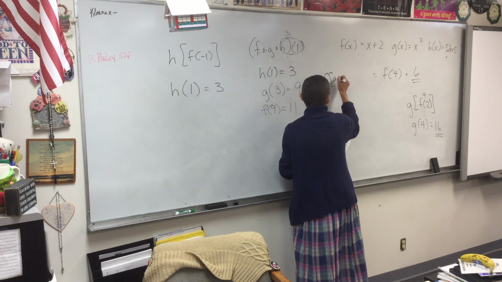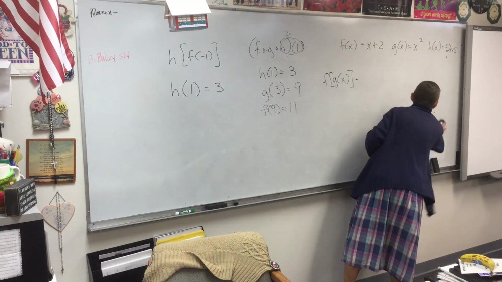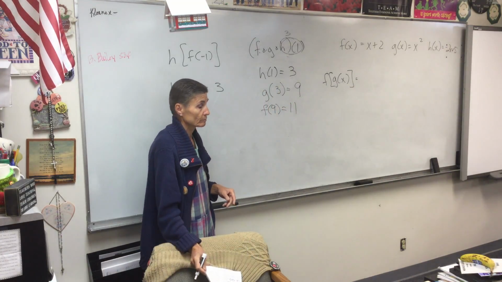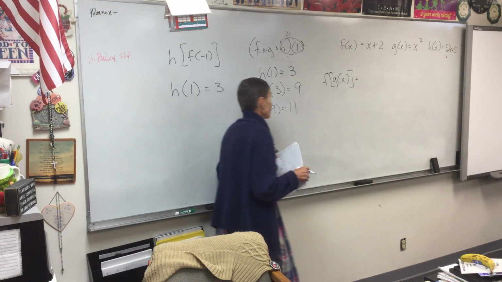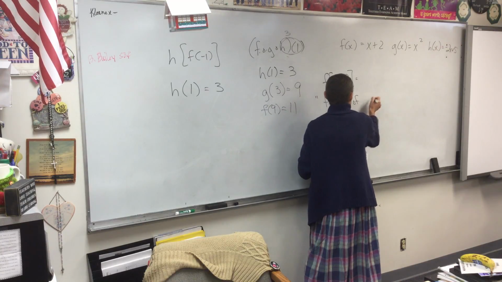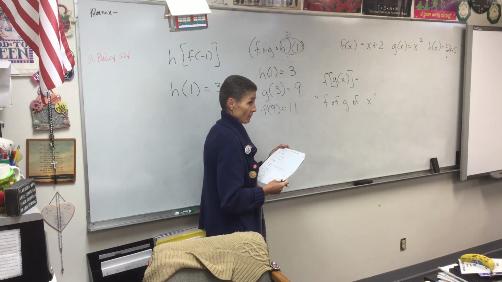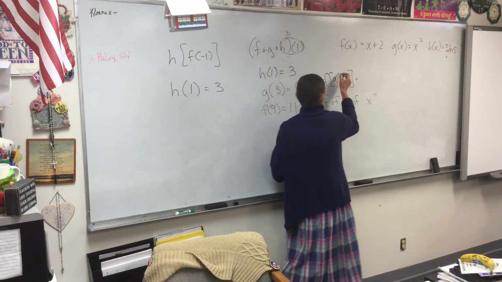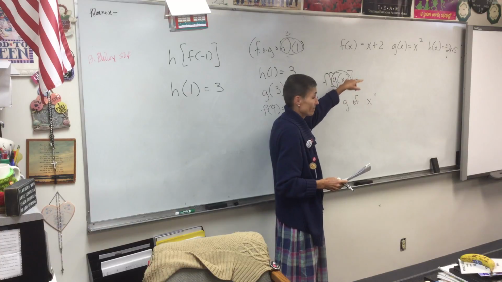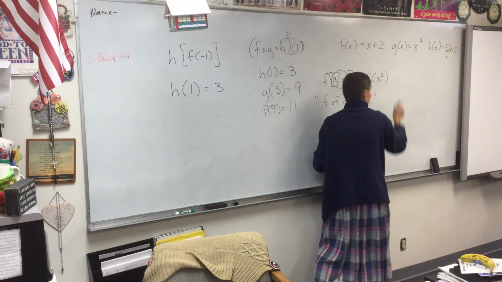What's different about L? There's no number. So what does that mean, that there's no number? Well, this says find F of G of X. What's G of X? X squared. So what we're really doing is finding F of X squared.